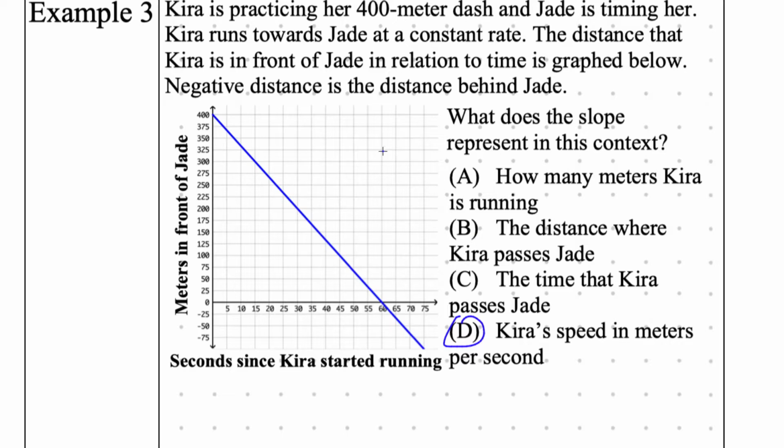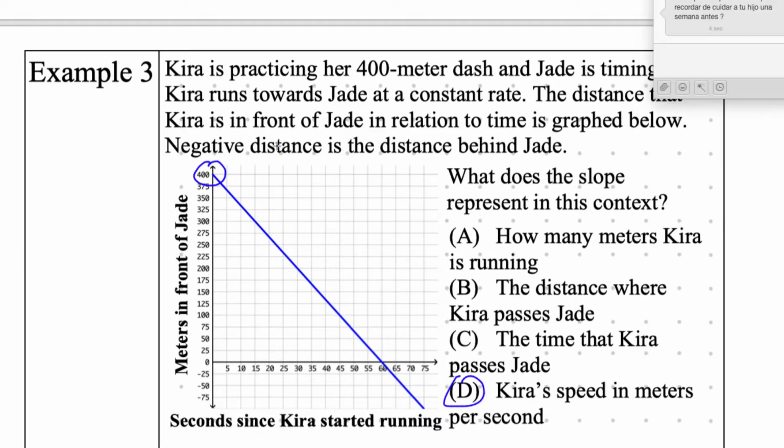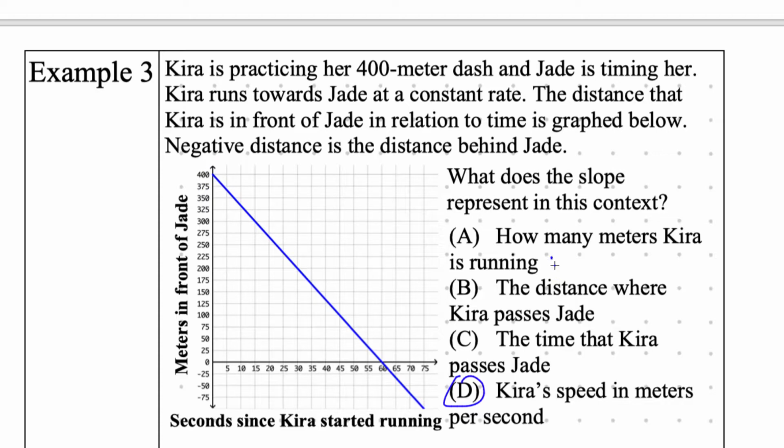So to do this problem, let's interpret the graph. Here at 400 meters, that is your starting location. That is obviously the starting location, the problem even tells us. So that is how many meters Kira is running. That is the y-intercept here. So let me uncircle 400. That is the y-intercept. The distance where Kira passes Jade, well, you pass her at 0 meters, because you are passing her and you're 0 meters away from her.